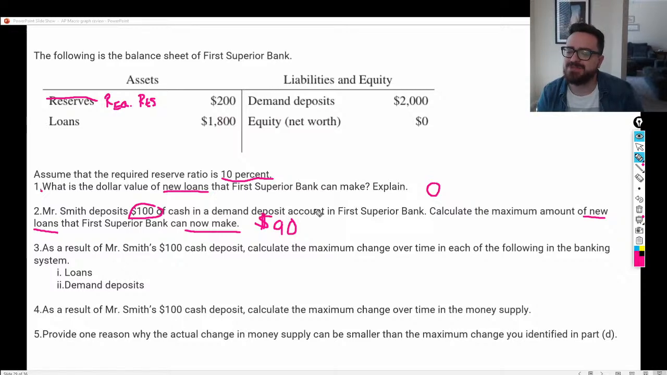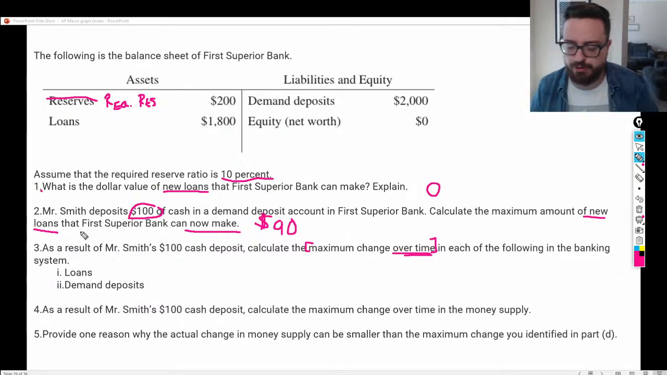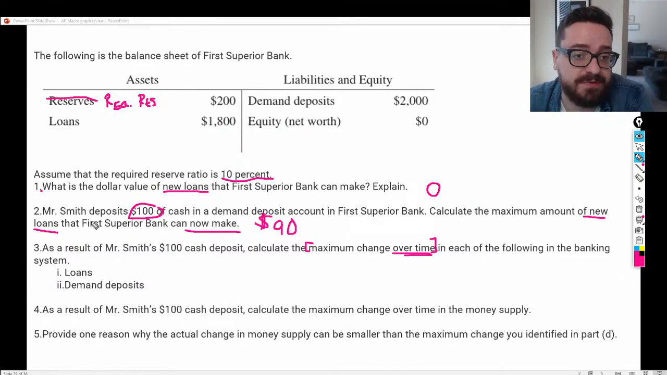Okay. As a result of Mr. Smith's $100 deposit, calculate the maximum change over time in each of the following in the banking system: loans, demand deposits. Change over time, multiplier. If you see the words change over time, that is a cue it's time to bust out the multiplier effect. Let's multiply some stuff. The amount of loans they can make over time is the same as the amount they can change the money supply by, because they are loaning out money multiple times over.